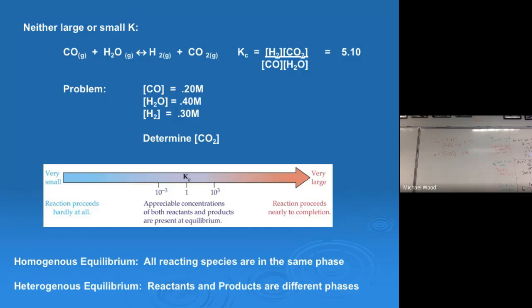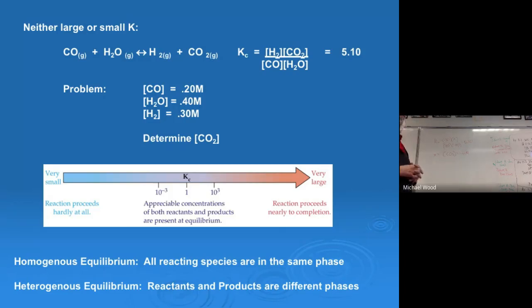So again, kind of the boundary, okay, where things are fairly close to equal. What they say in chemistry is from 1/1,000th to 1,000, fairly equal. But less than 1/1,000th, this is the value for K, less than 1/1,000th would mean there's more reactants than products, and greater than 1,000 would mean more products than reactants.